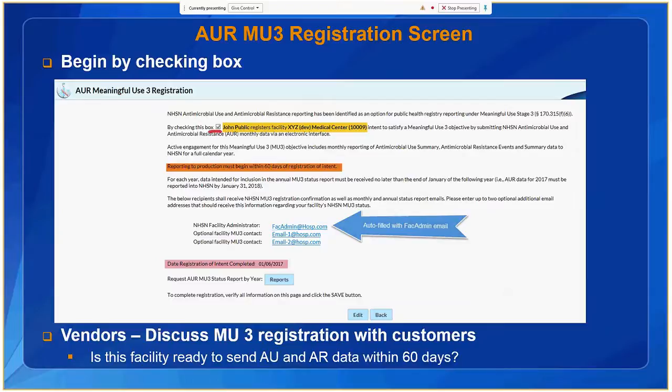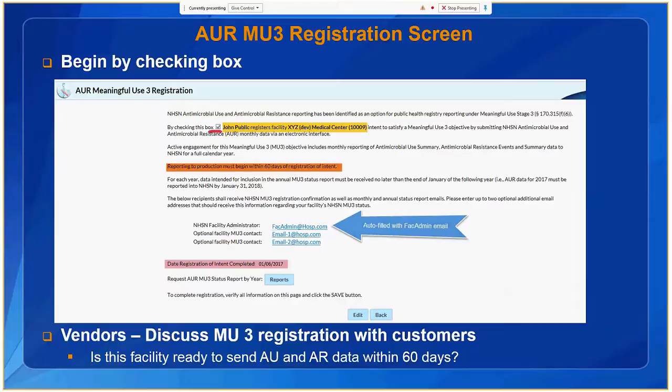And then you'll see highlighted in pink, it has date registration of intent completed. Of course, this is a mock-up form, but we'll say they signed up at the beginning of next year. Then it has a reports button, and we'll talk more about that later. And then actually it does have a save button on the real application. So I just wanted to point this out.